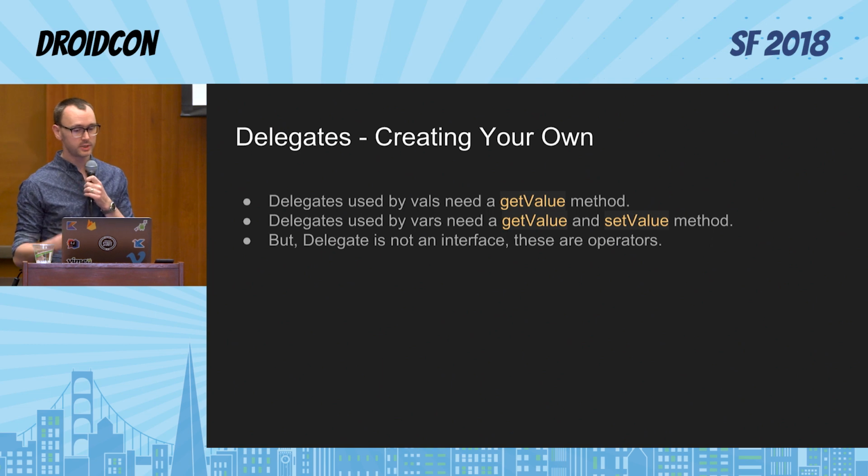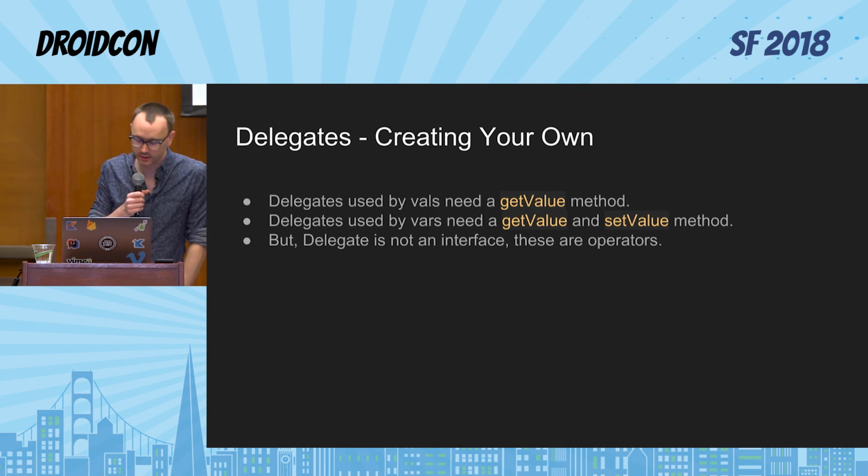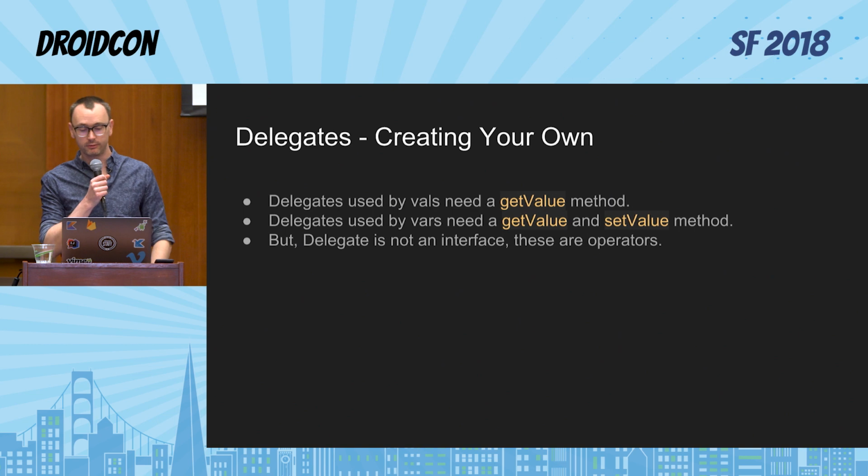If you want to make your own delegates, if you want to make a delegate that's only used by vals, you have to provide a get value method with a very specific method signature. If you want a delegate to be used by vars, you need the same get method and a set value method.